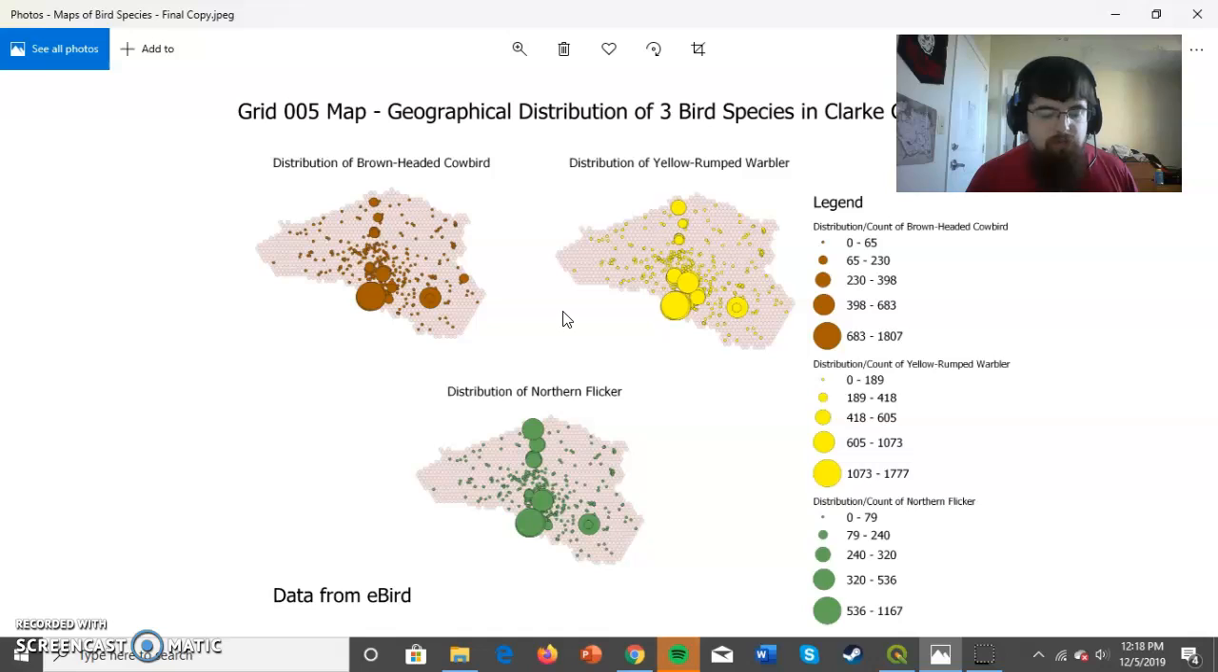In class, we discussed mainly 4 different types of classification: quantile, equal interval, natural breaks, and standard deviation. For this one, I went with natural breaks since we're using quantitative data and we are based on distributions, which is what I wanted to show in the maps themselves.